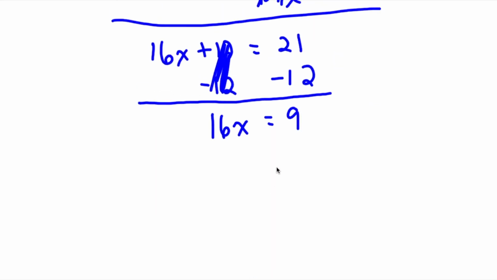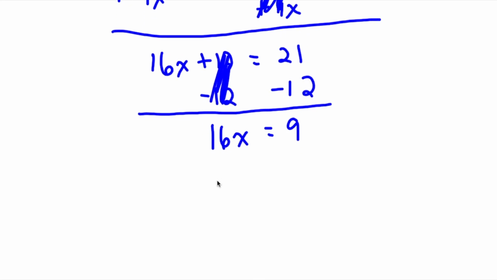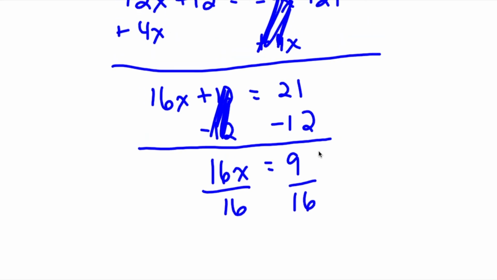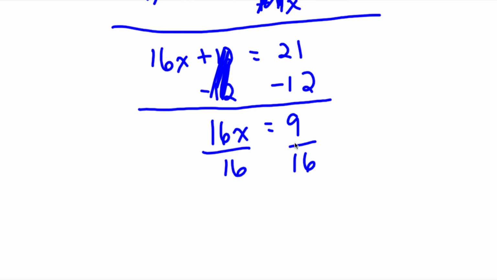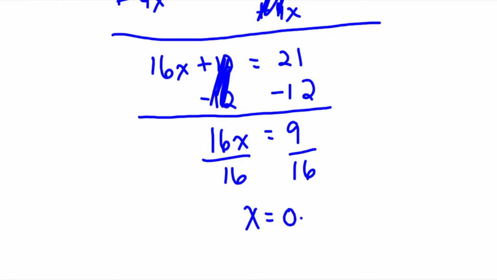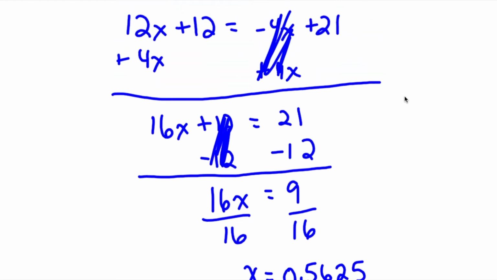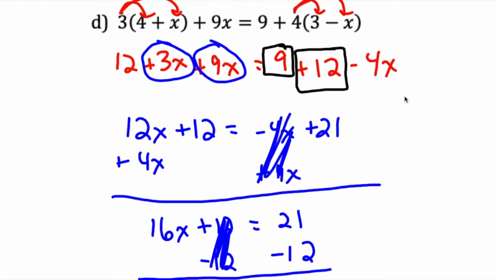Okay, last step, we need to get the x by itself, so we're going to divide by 16. Divide both sides by 16. 16 divided by 16 is 1x, so just x. And then 9 divided by 16 gives us 0.5625, which again, we ended up with a decimal there, but that's okay because decimals are acceptable answers.